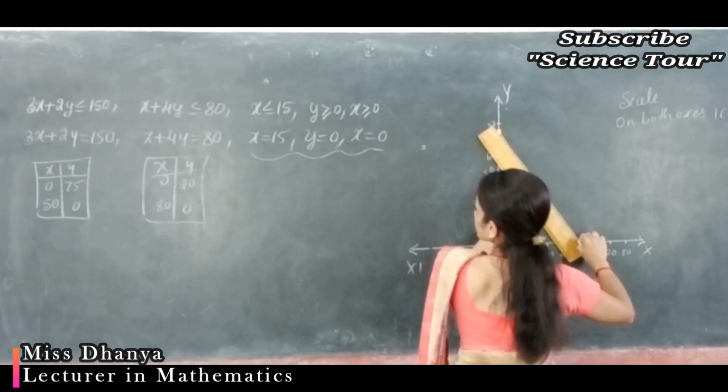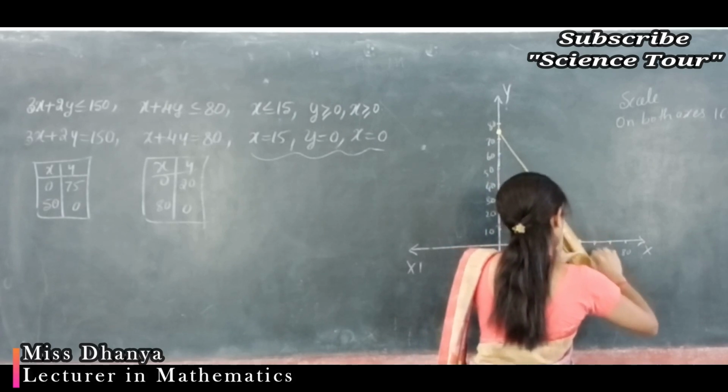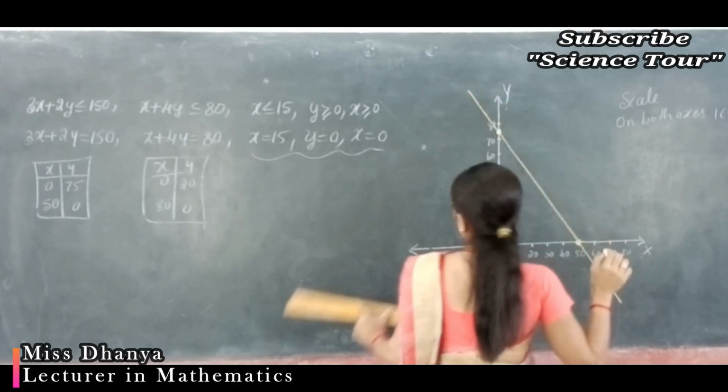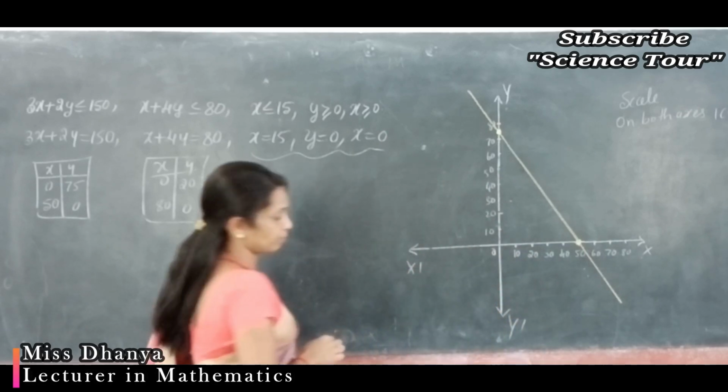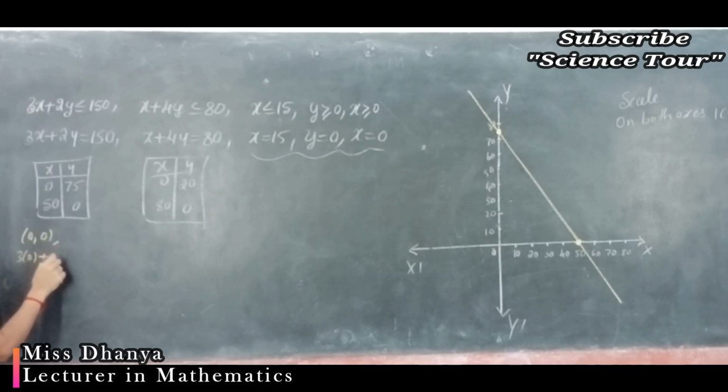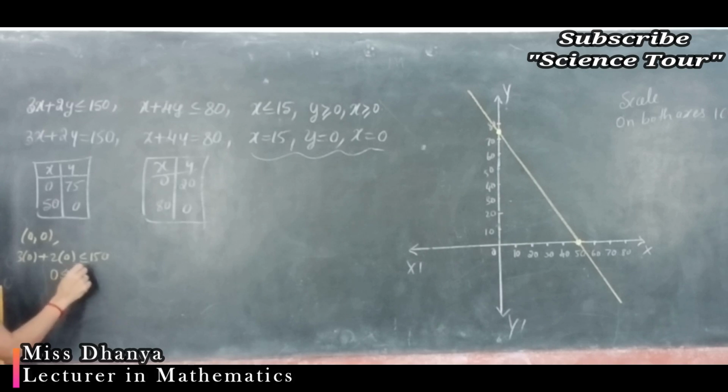Join those two points using a continuous line, because you have a slack inequality there. Which half plane do you have to shade? To decide that, take the checking point (0, 0). For that point, 3 into 0 plus 2 into y, that is 0 less than or equal to 150. That inequality is correct, because 0 is less than 150.